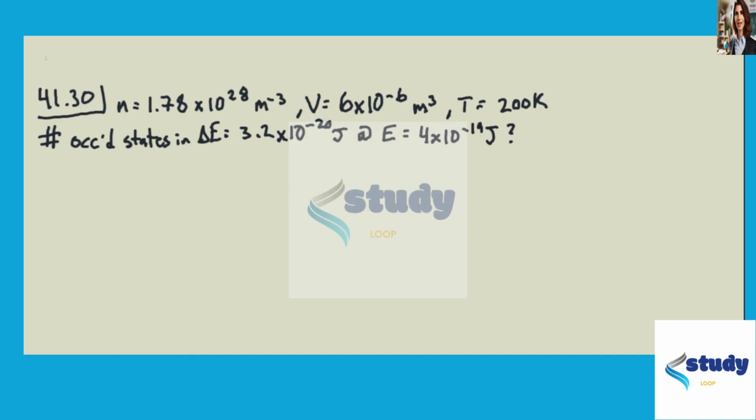41.30, we're told some information about a metal, and we want to find the number of occupied states in a specific energy range that's centered around a particular energy.